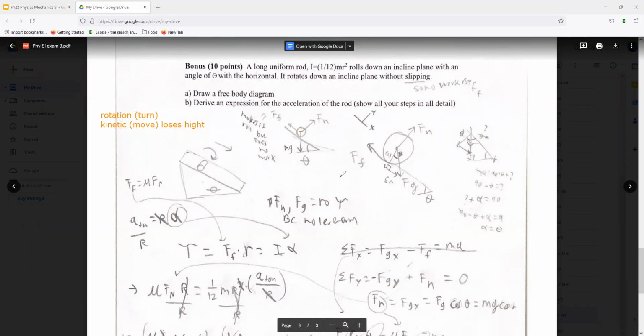Because if we use the axis of rotation, then the force of friction is the only one with the lever arm. So if this is your axis of rotation, then F_N and F_G don't matter because no lever arm, right? So then you just have the torque of the force of friction, where the R is this radius, that's your distance. And then by definition of torque, you do this equals I alpha. From there, you can solve for it.